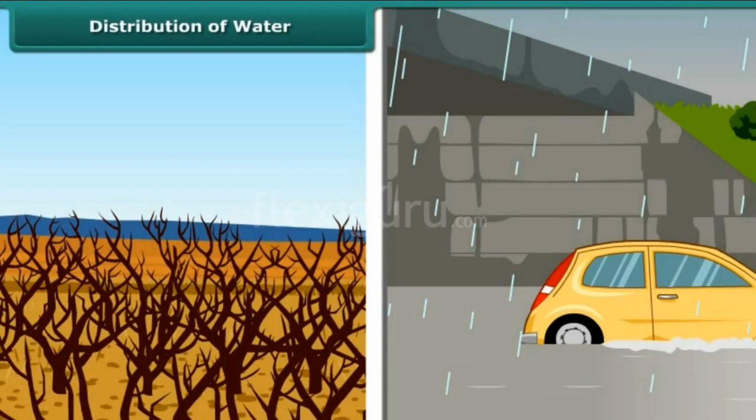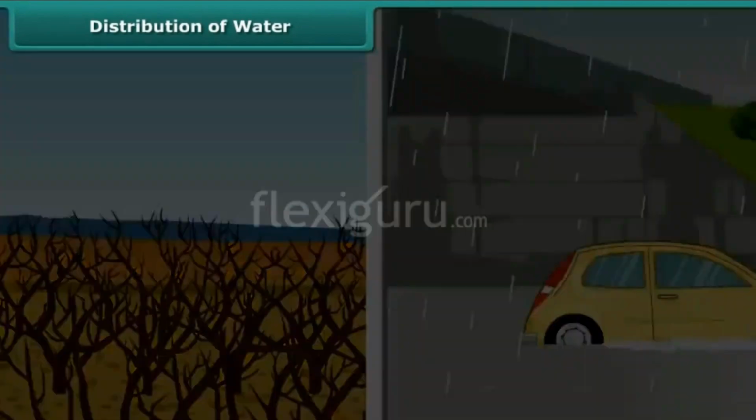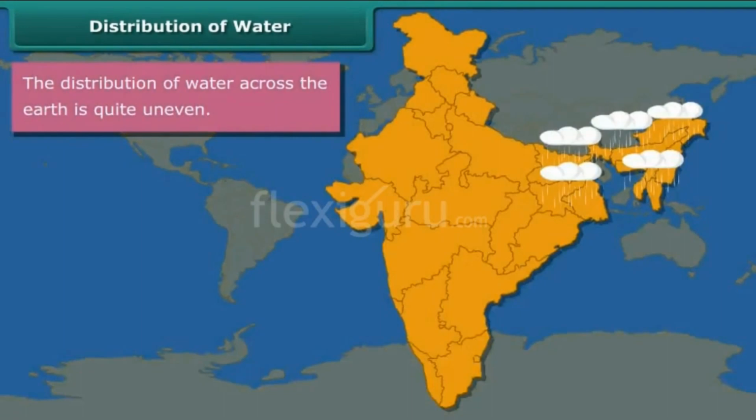The reason for this strange coexistence is the uneven distribution of water across the countries of the world. Even within a country, water resources are unequally distributed across regions. While there are deserts that receive scanty rainfall, there are humid regions that receive bountiful rainfall.